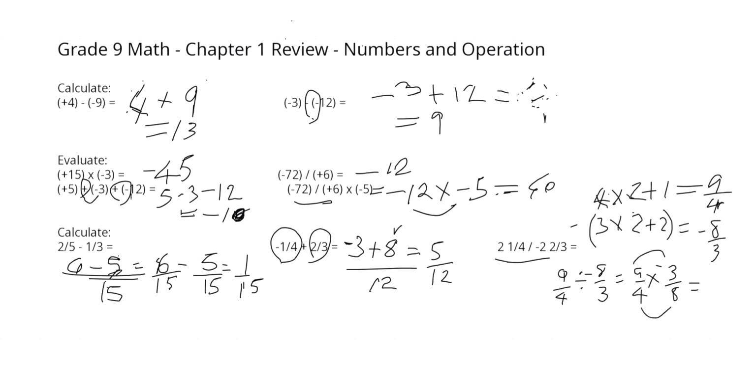And as you can also see, the fraction now becomes a normal fraction. It started as an improper fraction, but now it becomes a normal fraction. And that will be what we have for grade 9, chapter 1. And this is regarding numbers and operations.